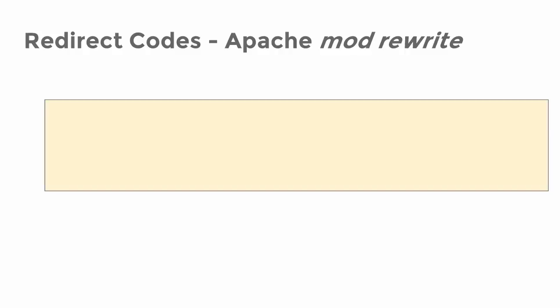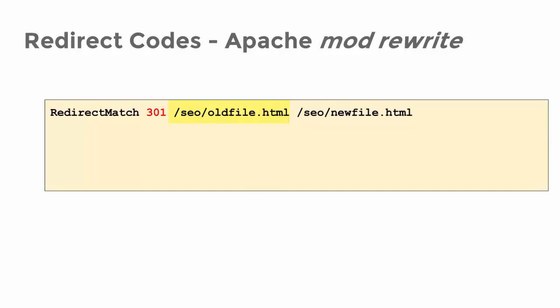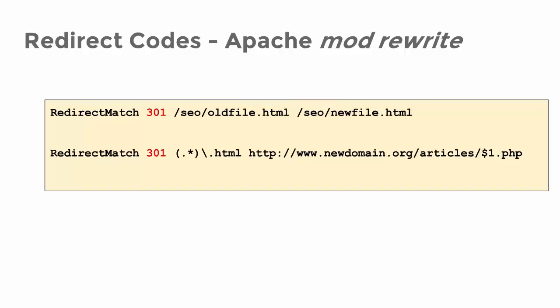The first example redirects a file named oldfile.html in the subfolder SEO to the new name of the file called newfile.html. In the second example, all files with the extension HTML are redirected to the subfolder articles of another domain called newdomain.org.